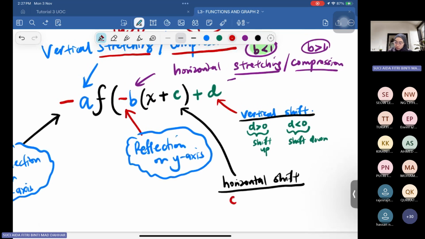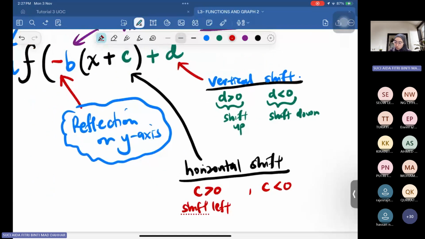So this is the rule for x. When your c value is positive, you are not going to the right. Instead, you are shifting it to the left. When it's positive, you go to the left. Meanwhile, when your c value is negative, then you don't move to the left. Instead, you move to the right. Shift to the right.